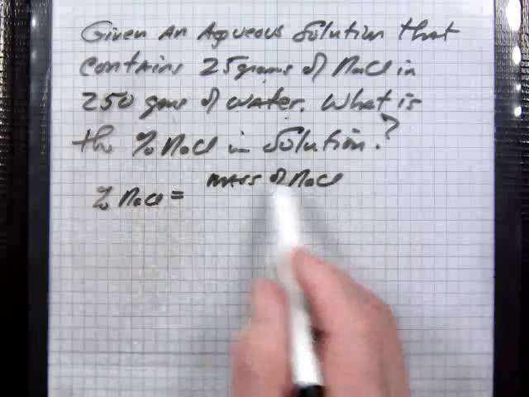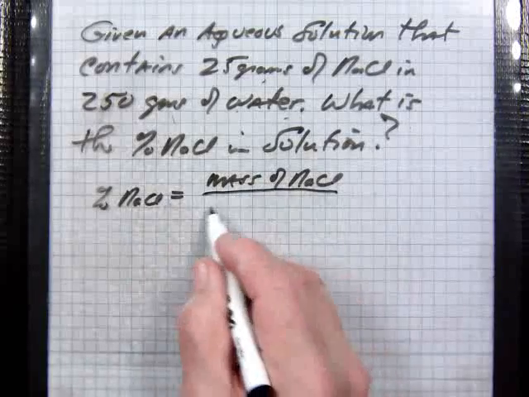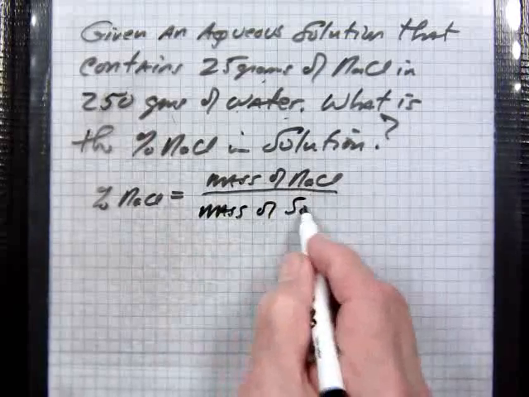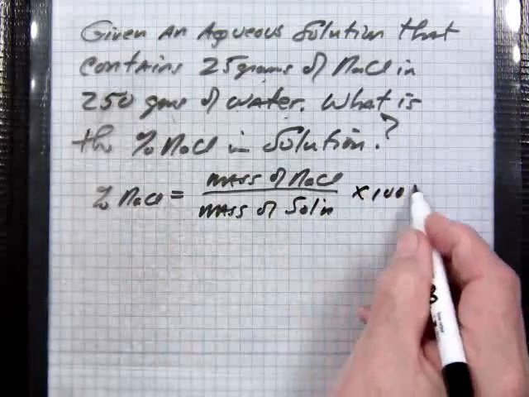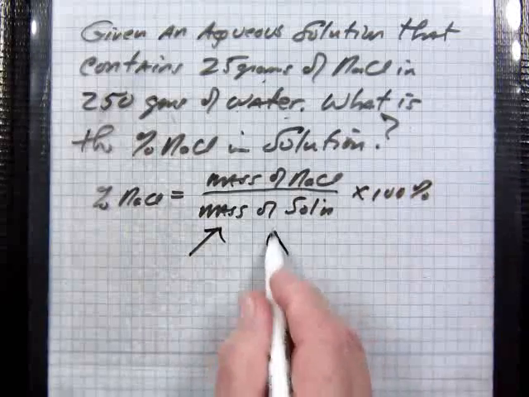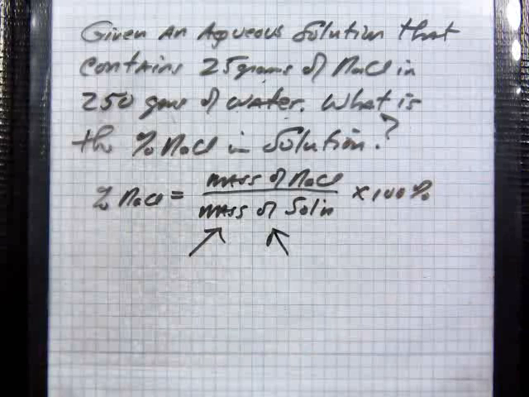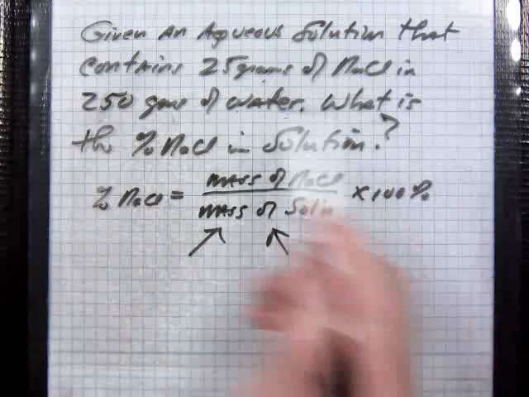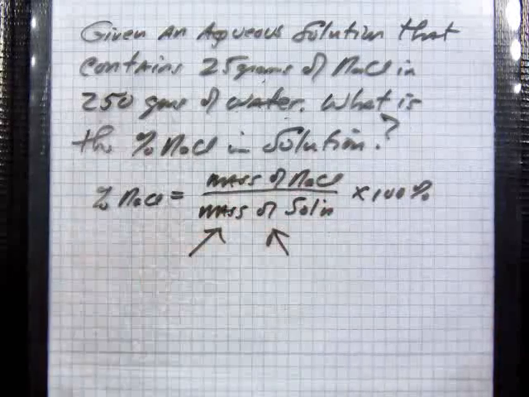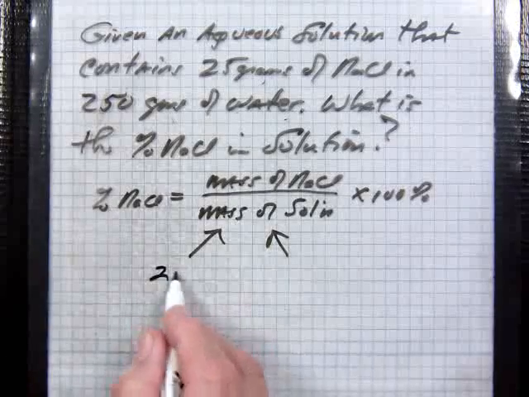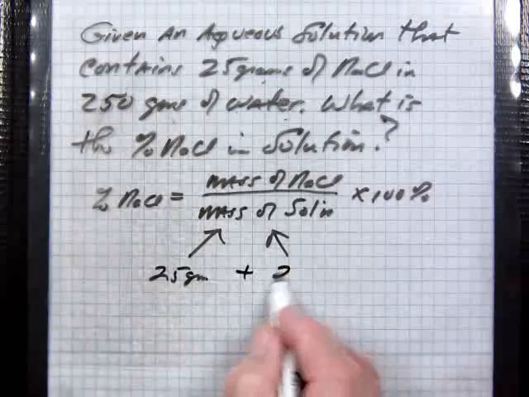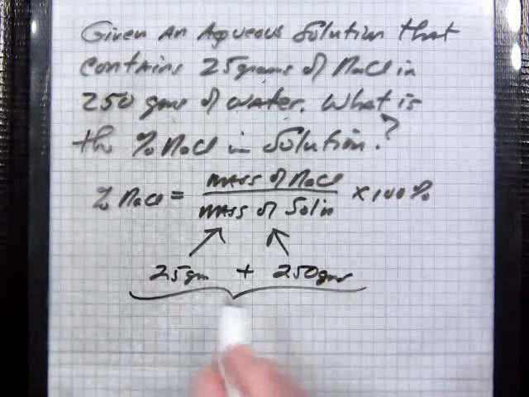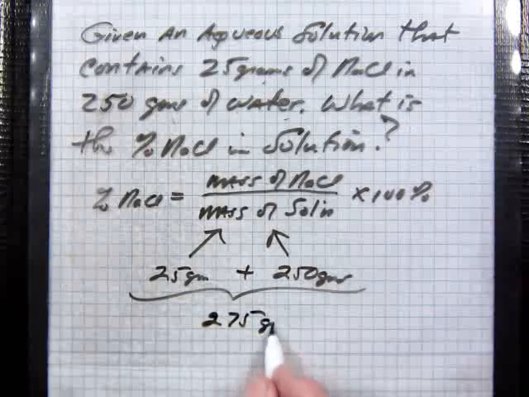Percent sodium chloride is the mass of your sodium chloride over the mass of solution, of course, times 100%. Now, one issue that students sometimes miss is the mass of this solution. And look at the problem itself. 250 milliliters is not the solution weight. Solution is the combination of solute and solvent. Solute is 25 grams, and the solvent is 250 grams. So this is 25 grams of salt plus 250 grams of water, which gives the denominator to be 275 grams total.